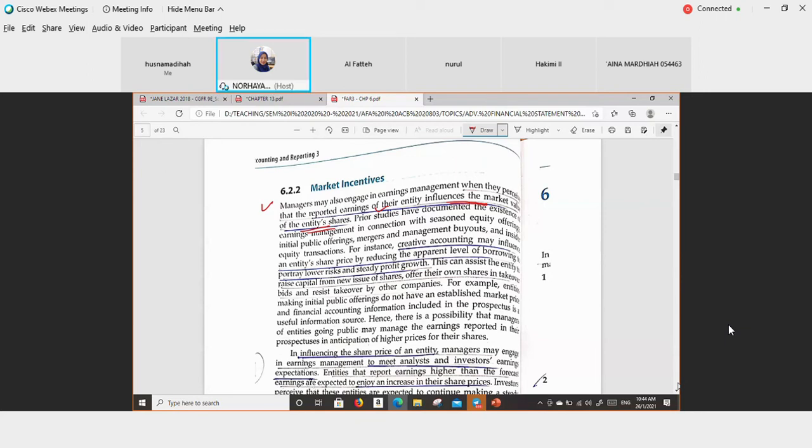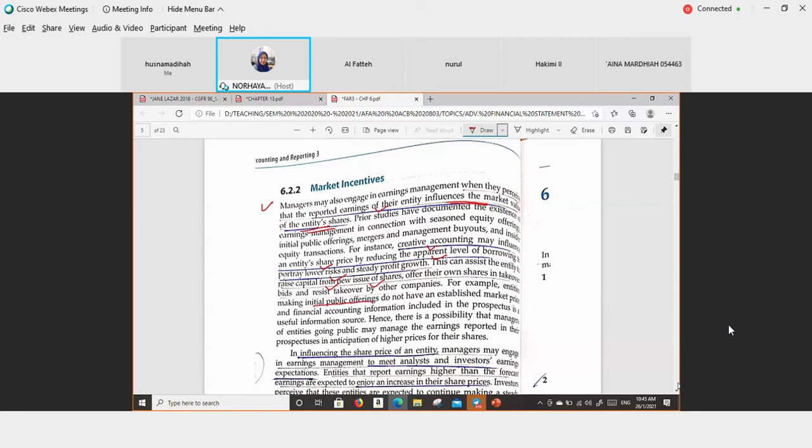For example, let's say they use creative accounting. The creative accounting may influence the entity's share price by reducing the apparent level of borrowing. So katakanlah kalau income dia tinggi, dia akan menunjukkan dia punya leverage level dia rendah kan? So this assists the entity to raise capital from a new issue of shares. If let's say the company has the intention of a new public issuance of shares, they will make sure the income is at a good level, isn't it?